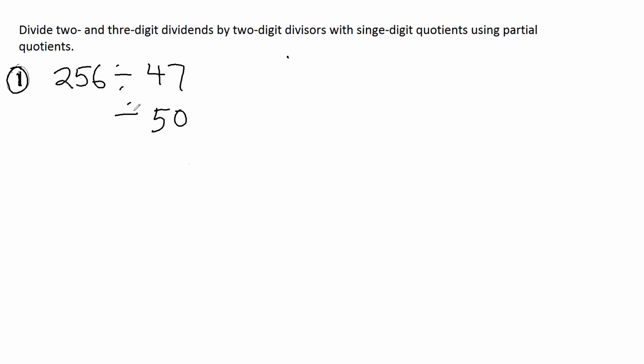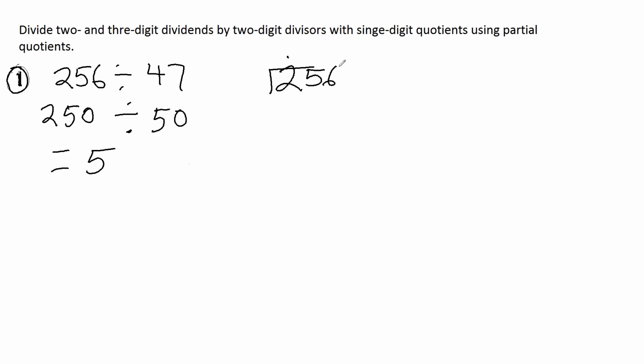I then need to find a compatible dividend. 50 times 5 is 250, so I'm going to go with 250 as my estimate. 250 divided by 50 equals 5. So I'm going to be looking for a quotient somewhere around 5. Let's go ahead and set up our equation.